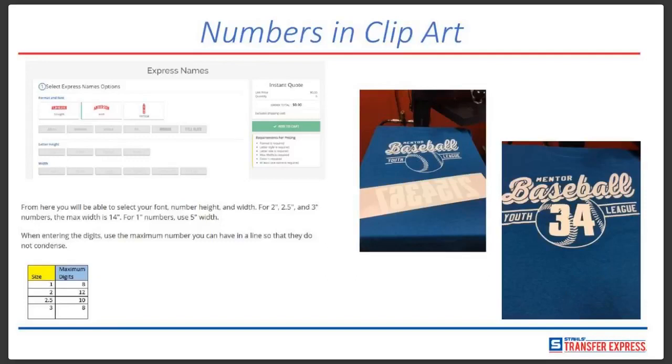Size 1 maximum digits is 8. Size 2 maximum digits is 12. 2.5, we can go to 10. 3, we can go to 8. So again, you can put the numbers in the Express names and print them out, so they can be really, really small here too. They don't have to be our traditional sizes, our numbers between 4, 6, 8, and 10. They can actually be even smaller, as we see here. A really good idea for adding that to your designs.